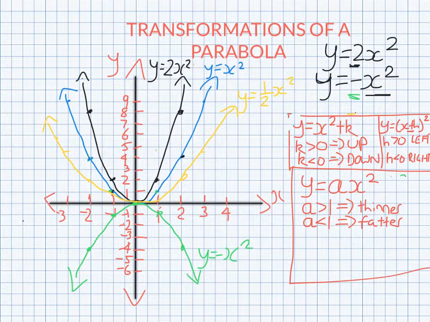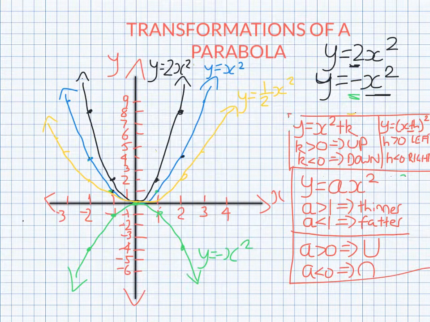But what's annoying about the thing in front of x squared, what makes it difficult, is that it does two things. Not only does it make it thinner or fatter, it can make it inverted. So if a is greater than 0, if a is positive, as it is in the black, blue, and yellow ones, then the parabola is a smiley face. It's the right way up. But if a is negative, it inverts it.